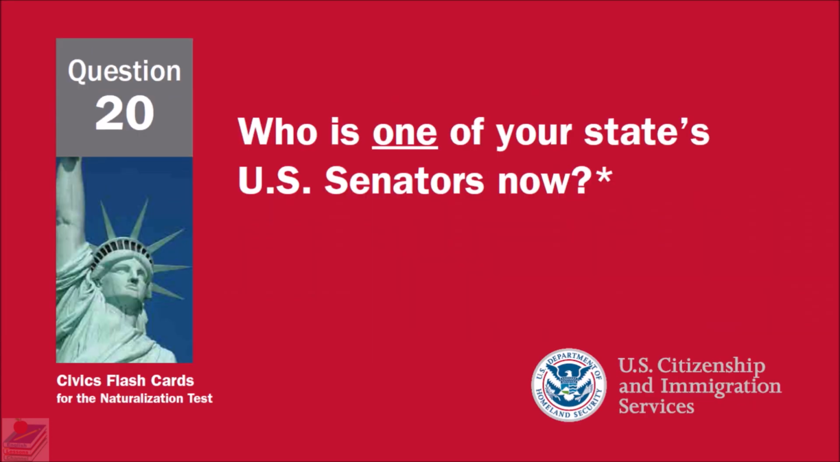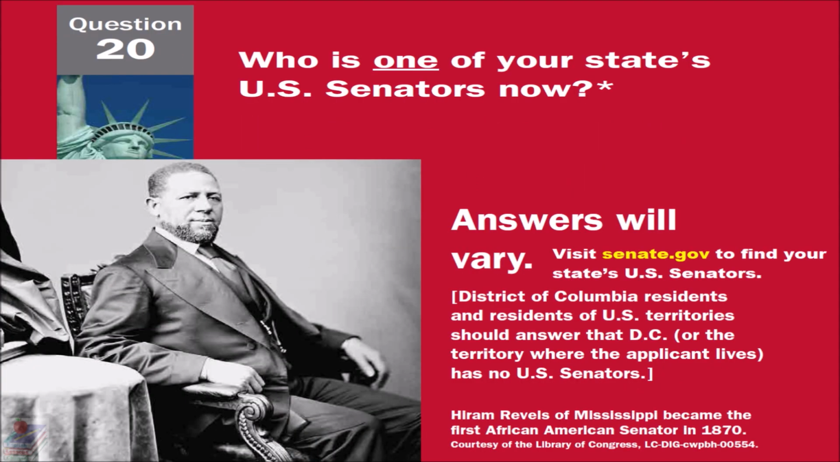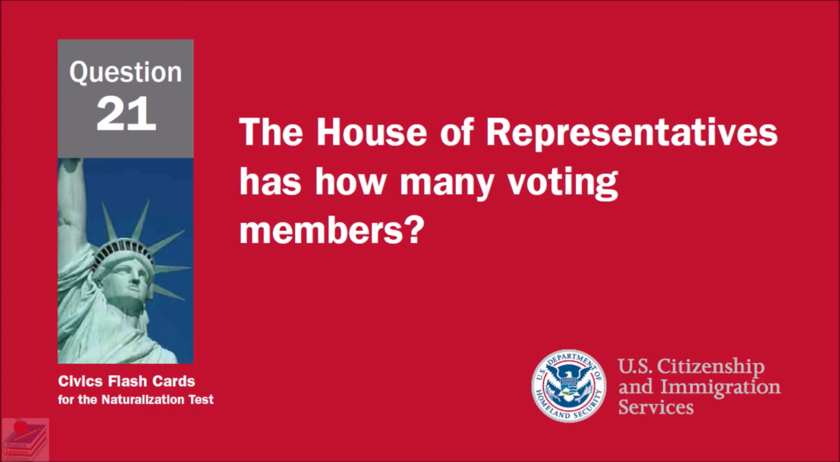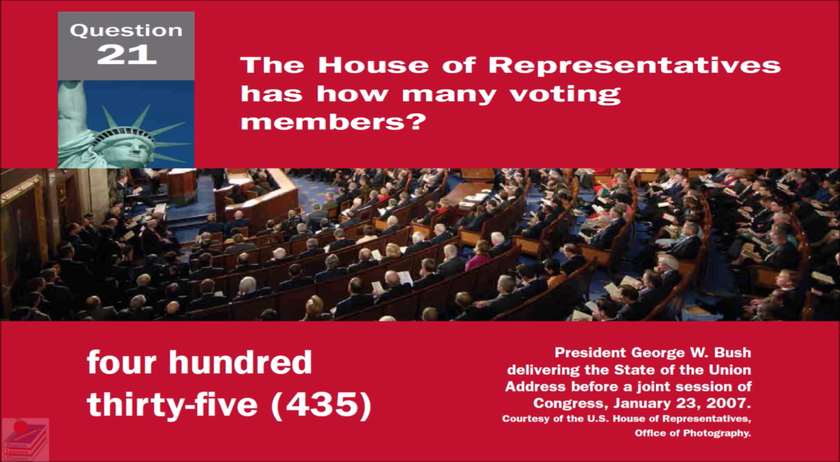Who is one of your state's U.S. senators now? Answers will vary. Visit senate.gov to find your state's U.S. senators. District of Columbia residents and residents of U.S. territories should answer that D.C., or the territory where the applicant lives, has no U.S. senators. The House of Representatives has how many voting members? 435.